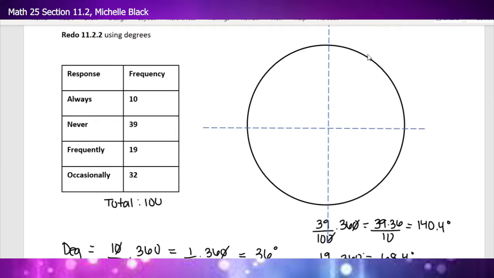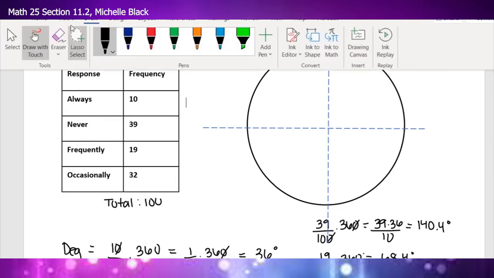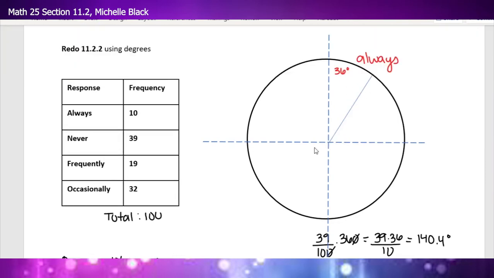If this top quadrant is 90 degrees and I want to do 36 degrees, well, half of 90 would be 45, so it's a little less than half of this quadrant. So we'll let this be our 36 degrees of our circle, which stands for always.